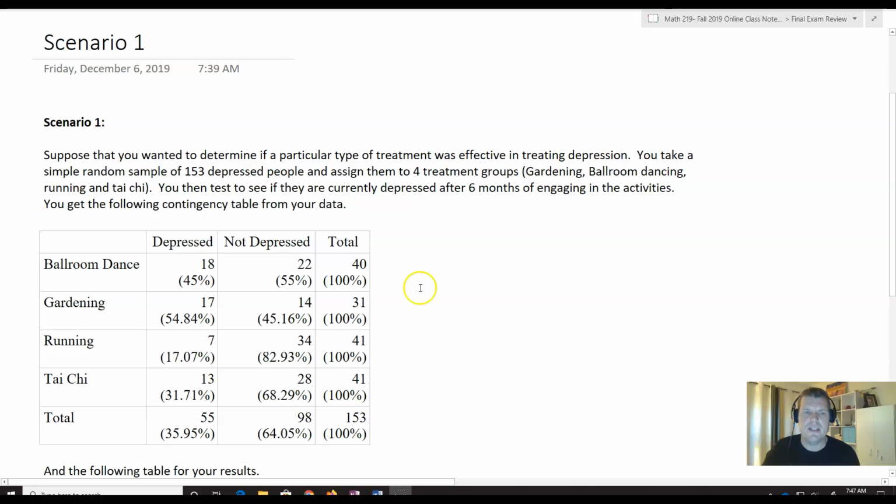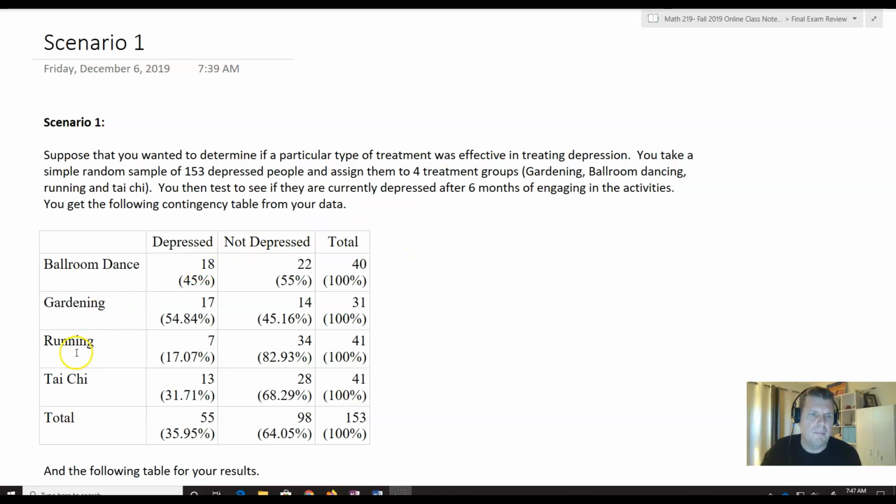So when I look at this contingency table, what I've got here are the different treatments: ballroom dancing, gardening, running, and Tai Chi. And then after the treatment, whether or not the people report being depressed or not depressed. First we have counts for depressed and counts for not depressed, and we have a total. And then we have the percentages. So 45% of the ballroom dancing group said they were depressed after ballroom dancing, and 55% said they were not depressed. Now notice this is 6 months of ballroom dancing, not one session of ballroom dancing. That way we get something that's like a treatment.